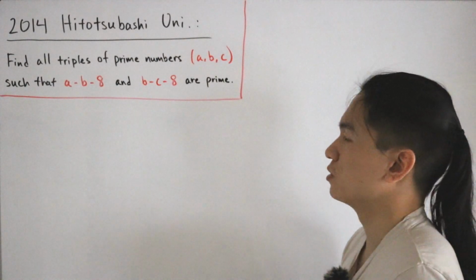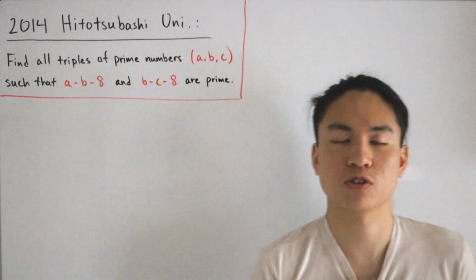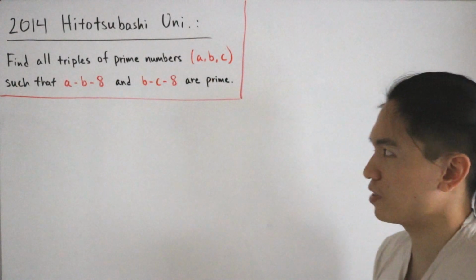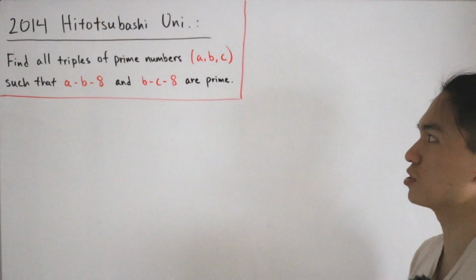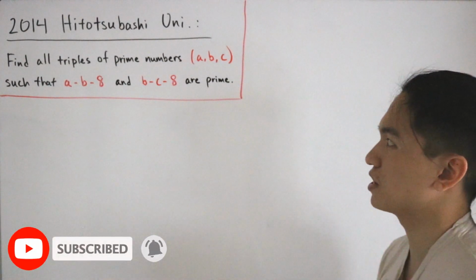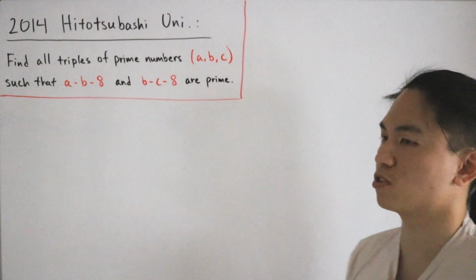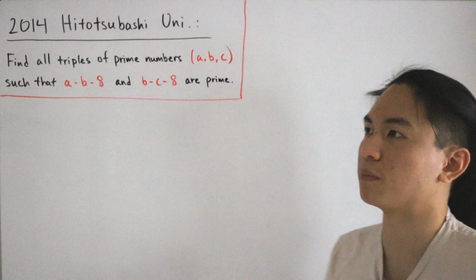So here we have a number theory problem that takes place in the 2014 Hitotsubashi University entrance exam. And we want to find all triples of prime numbers a, b, and c such that a minus b minus 8 and b minus c minus 8 are both prime. So we will need to utilize the definition of what makes a prime number.